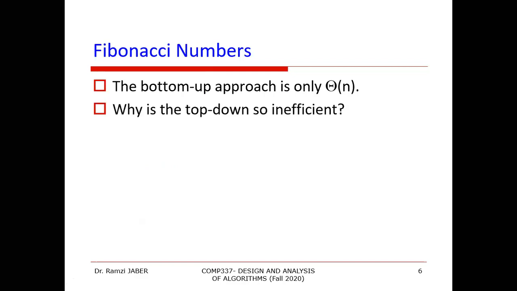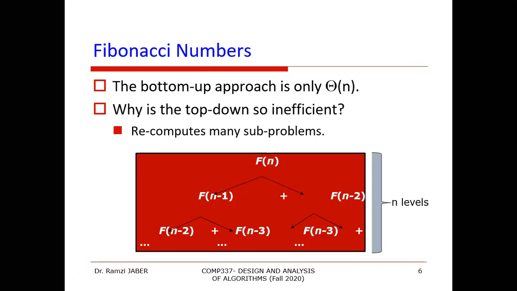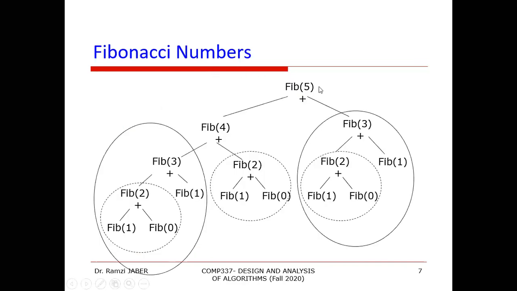Why is the top-down so inefficient? Because we recompute many subproblems, as you can see here. For example, fib5 equals fib4 plus fib3. As you can see, fib4 equals fib3 plus fib2. As you can see here, fib3 and fib2 repeat. The subtree of fib3 and below is the same repetition here. Also fib2 repeats here. Okay, so that's why we calculate repetition.